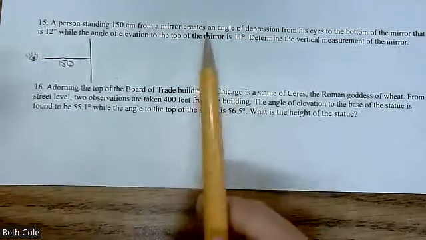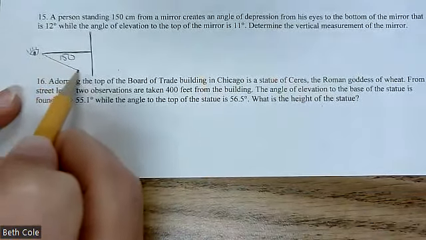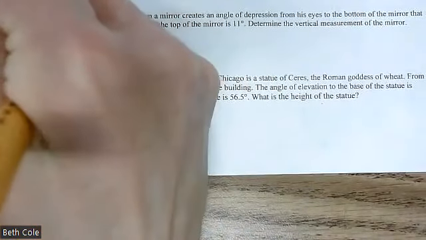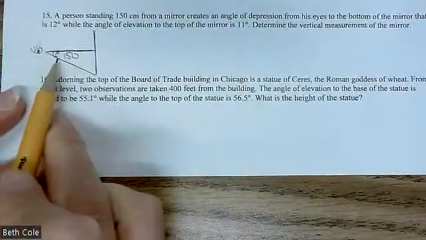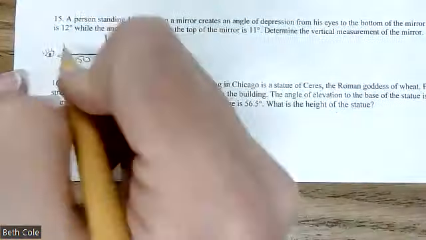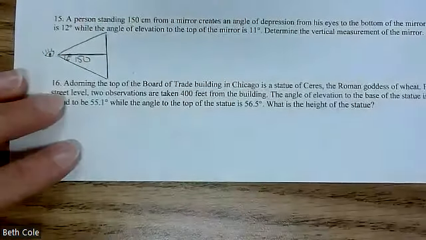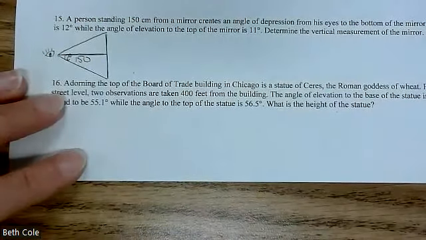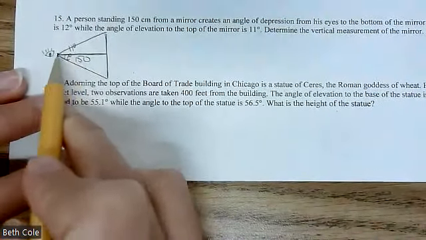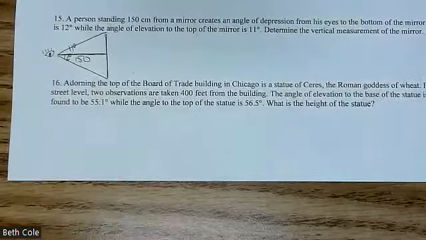Okay. Angle of depression. That's looking down to the bottom of the mirror. What's that angle going to be? 12. 12 degrees goes right there. I'm sorry, it got really small, but 12 degrees is that angle. Looking up to the top, so if you connect to the top, what is that angle? 11. So 11 degrees is that. So this one's 12, that one's 11. We're 150 centimeters away. What is the vertical measurement of the mirror?